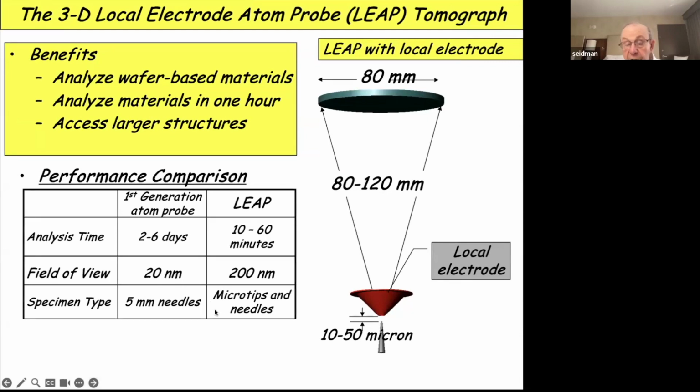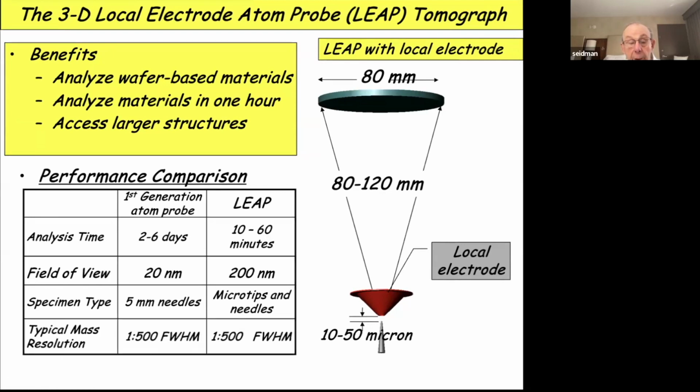And there are sophisticated ways now of making those very sharp. Okay, typical mass resolution, this is the full width at half maximum for the typical mass resolution, was about 1 part in 500, and the same is true now with the LEAP.